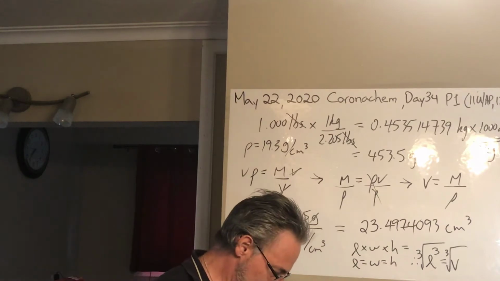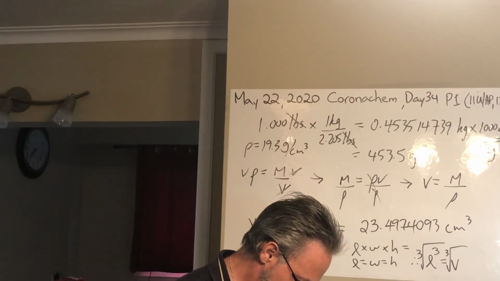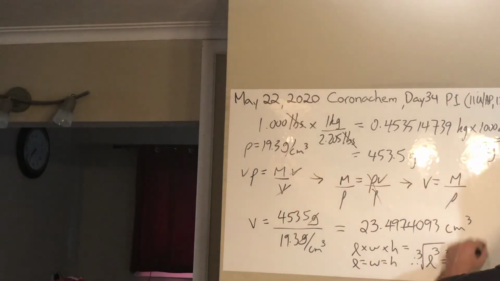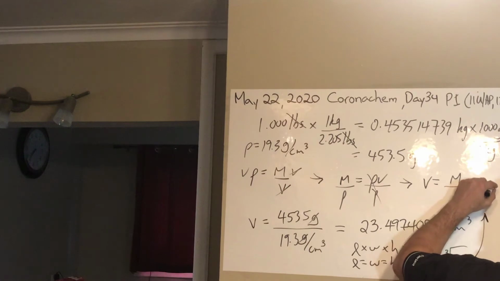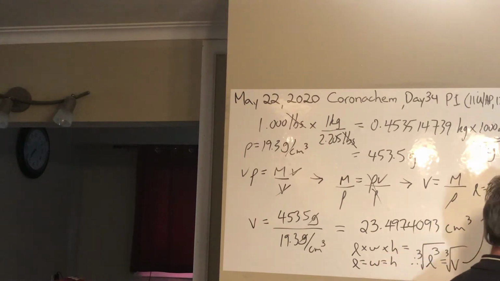You take the cube root, which is right here, and you get a height of 2.86. So the cube would be 2.86 centimeters high. Just a little over an inch high, and that gives you 1 pound of gold. All right, that's how to work with density.